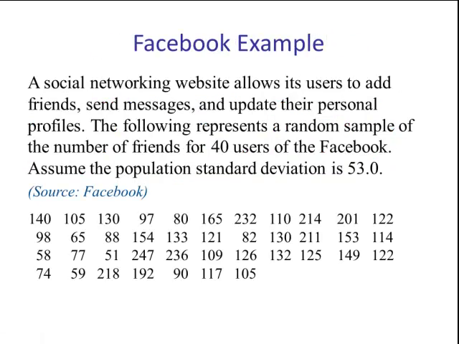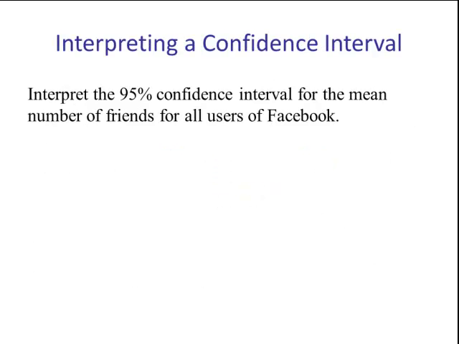Let's do an example. Our Facebook example. The following represents a random sample of the number of friends for 40 users of Facebook. Assume that the population standard deviation is 53. Interpret the 95% confidence interval for the mean number of friends for all users of Facebook.